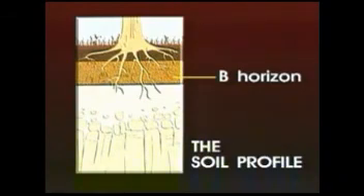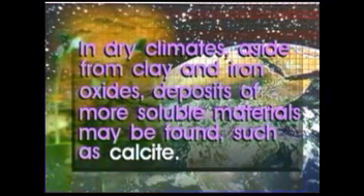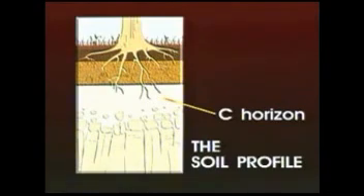In moist climates, the B horizon contains an accumulation of clayey materials and iron oxides delivered by water percolating from the surface. In dry climates, aside from clay and iron oxides, deposits of more soluble materials may be found, such as calcite. The C horizon constitutes the lowermost part of the soil profile. It is the zone of partially disintegrated and partially decomposed rock material. This horizon is generally, although not always, the parent rock.